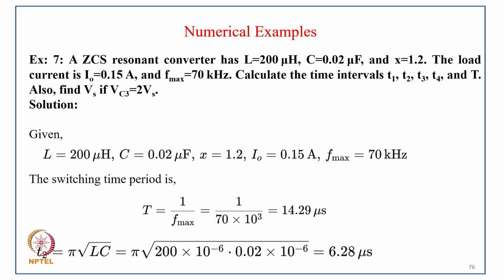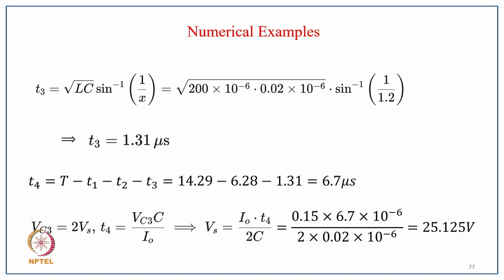So for the solution, given L equal to 200 microhenry, C equal to 0.02 microfarad, X equal to 1.2, I0 equal to 0.15, and Fmax equal to 70 kilohertz. So switching period is T equal to 1 upon Fmax, and putting value, it comes 14.29 microsecond, and T2 is pi under root LC, putting value, it comes 6.28 microsecond, and T3 is under root LC sine inverse 1 upon X.